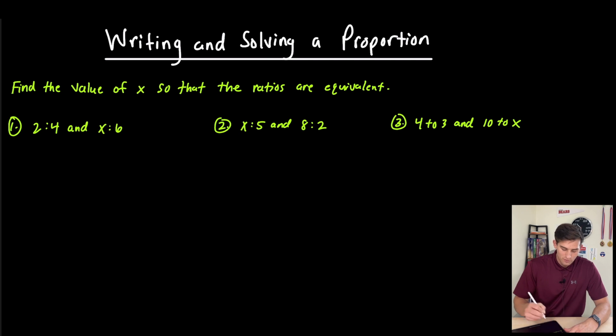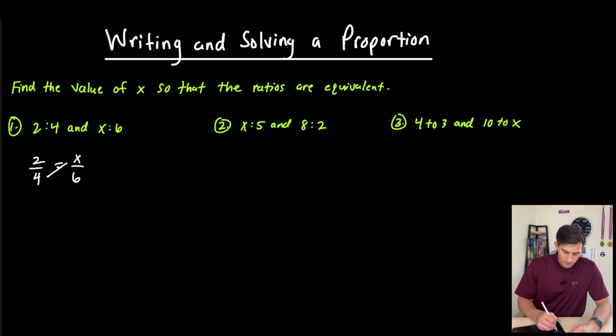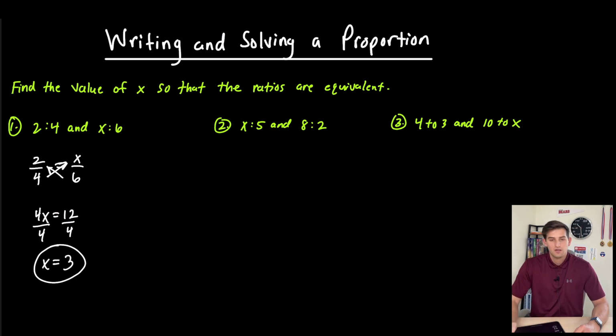So let's write 2 to 4 and x to 6 as 2 fractions. So 2 over 4, and then we're going to go ahead and say equals x over 6. Okay, so now for this one, I'm going to use cross multiplication. So we're going to do 4 times x and 6 times 2. So 4x equals 12. We divide by 4, so we get x is equal to 3 for number 1. So 2 to 4 would be equal to 3 to 6.